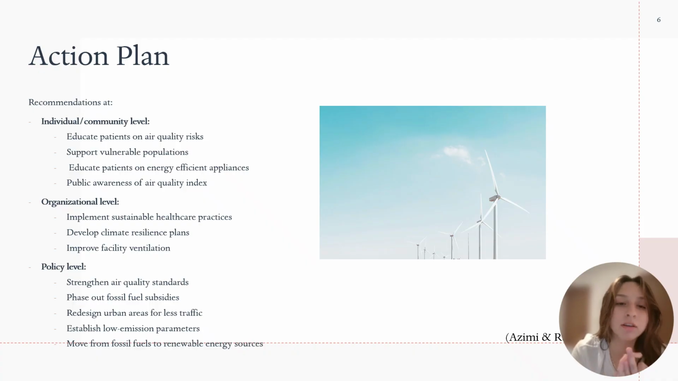And for your action plan, at the individual and community level, you'll want to educate your patients on air quality risks, supporting those vulnerable populations, and with those vulnerable populations, making sure that transportation is more accessible, heat saving strategies, and then creating public awareness for those air quality indexes. And then at the organizational level, you want to implement sustainable healthcare practices, developing resilience plans, improvement for those facility ventilations, so preventing or reducing triggers.